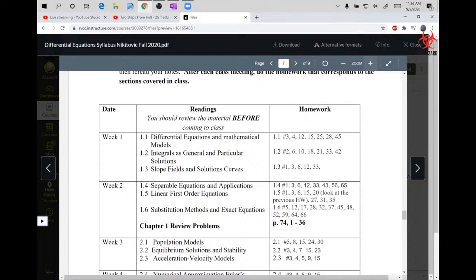So today the idea is to go through the main ideas of differential equations, section 1.1, but also talk about the calculus 2 prerequisites for the course.